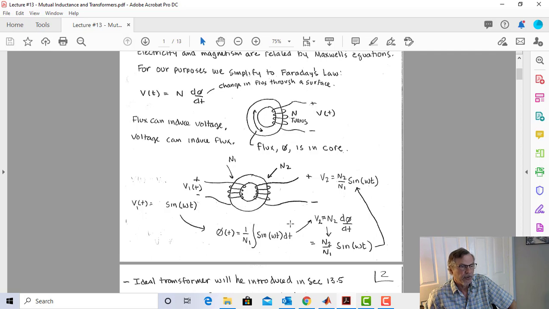I'm going to take the derivative of my integral here, in other words, the derivative of this flux is just sine omega t over N1. I put that over here, and I say V2 is equal to N2 over N1 times sine omega t. Well, that's pretty cool. We started off with sine omega t, and over here, we got N2 divided by N1 times that. So our transformer stepped up the AC voltage.